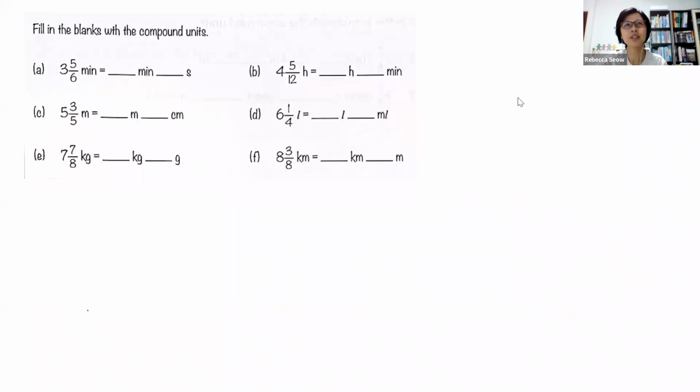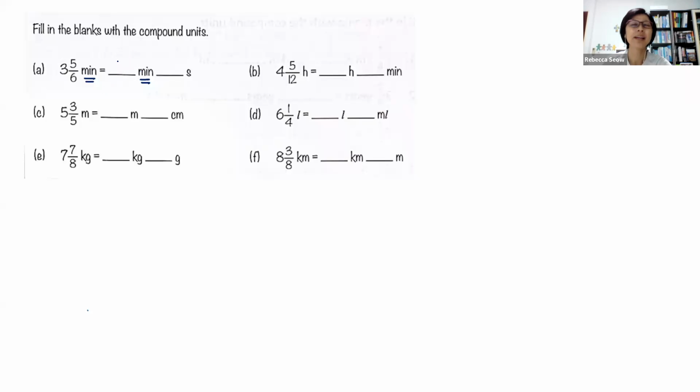Now in this question, you have compound units. So on the left hand side, you have a fraction and it will be all under 1 unit. And the question wants it to be converted into 2 different units. Now, you realize that all the numbers given are mixed, right? And another observation is that, for example, question A, 3 and 5/6 minutes equals question mark minutes, question mark seconds. The unit minute repeats.